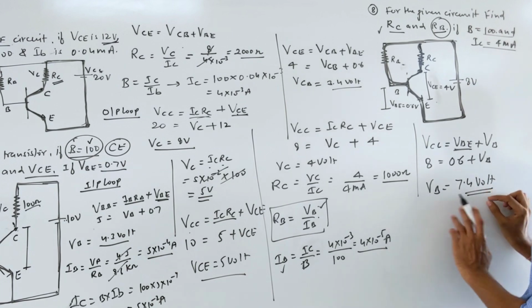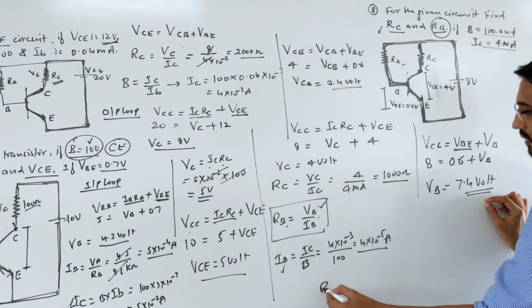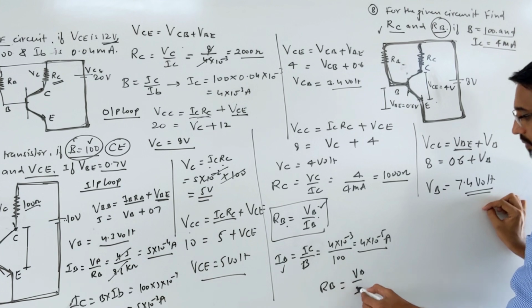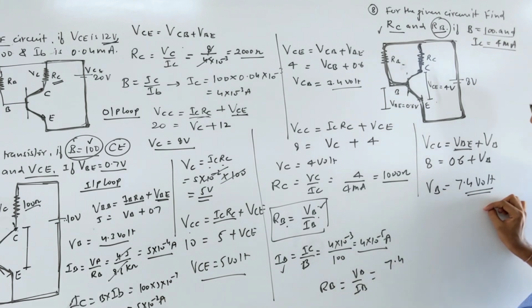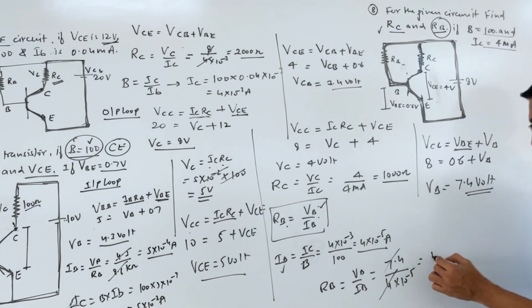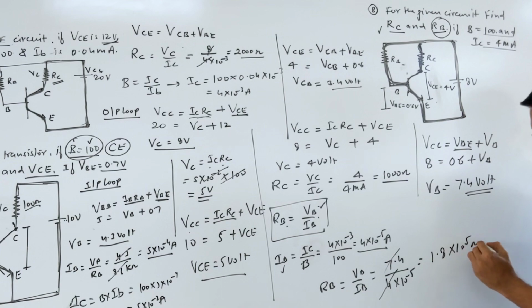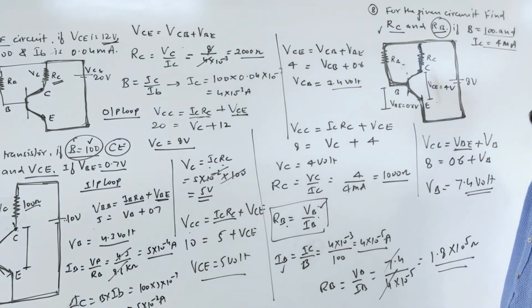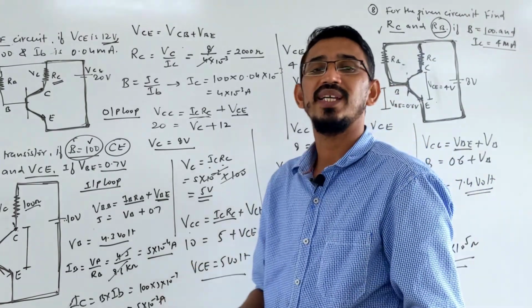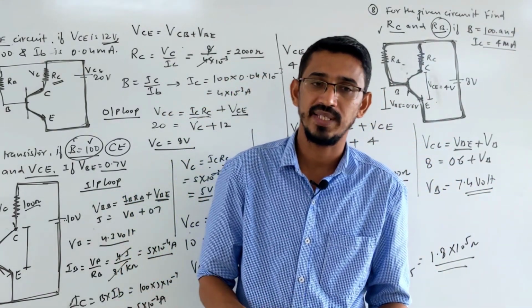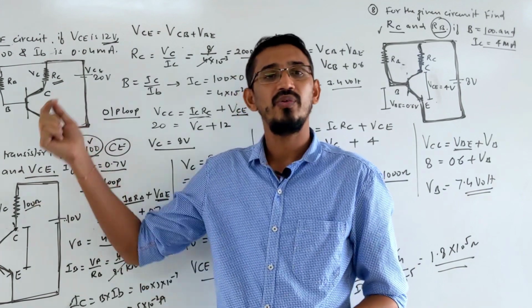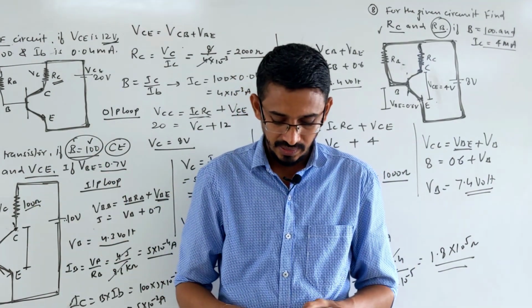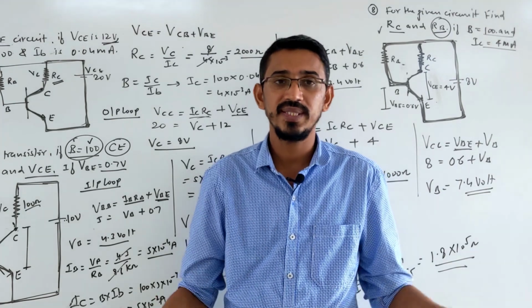Now check it. You know input voltage, you know input current, so RB you write. RB, the input resistance, will be VB by IB, 7.4 volt divided by 4 into 10 power minus 5. So this answer will come something like 1.85 into 10 power 5 ohm resistance. These circuit type questions have not been asked in the NEET exam yet, they have been asked in the AIIMS exam. The previous questions I have done, 1 to 5, this type of question has been asked in the NEET exam, and they are very, very simple.